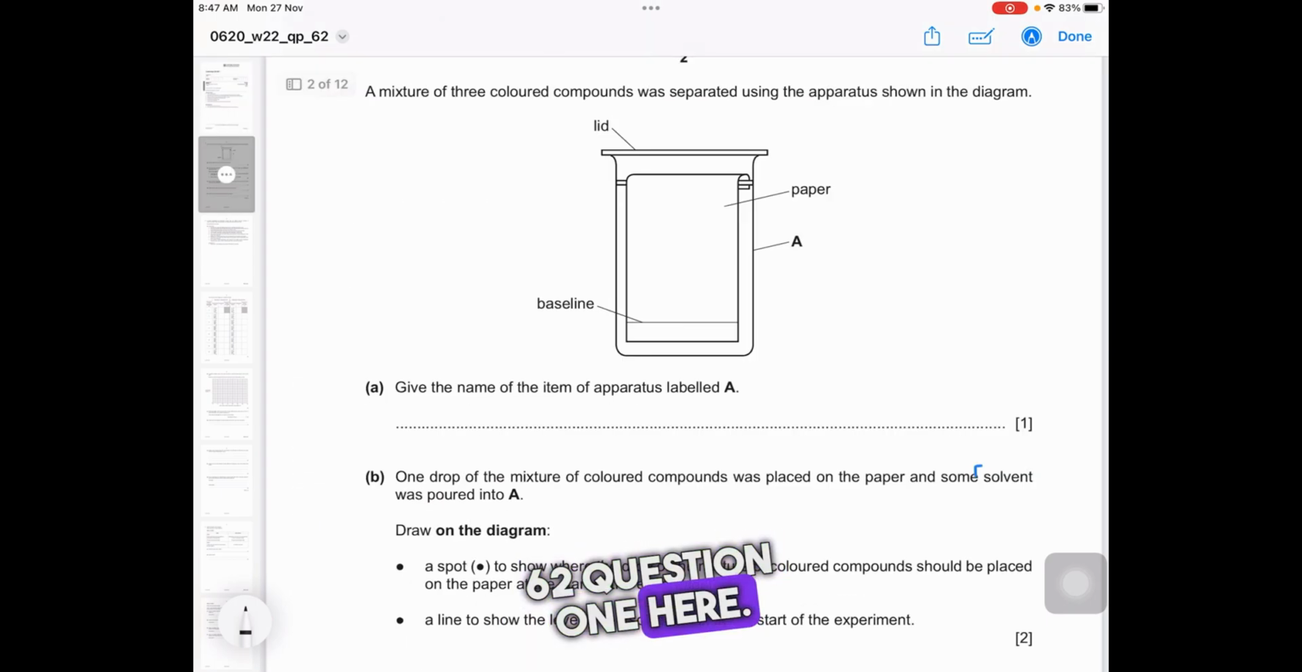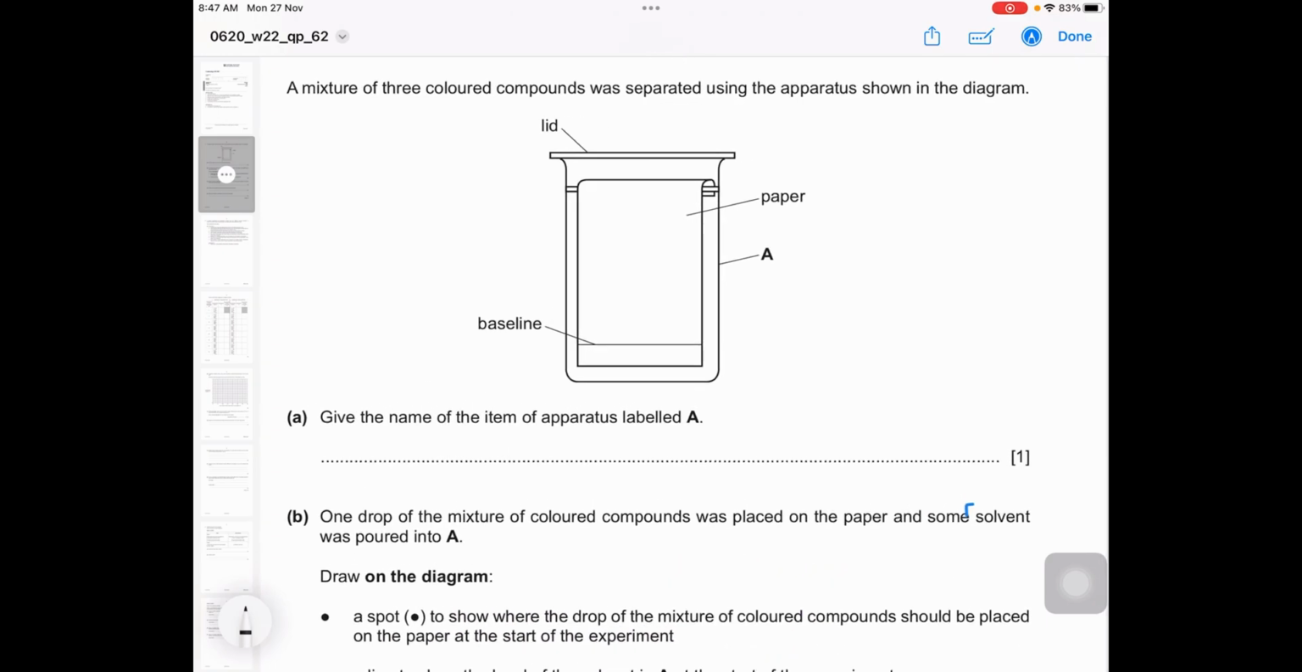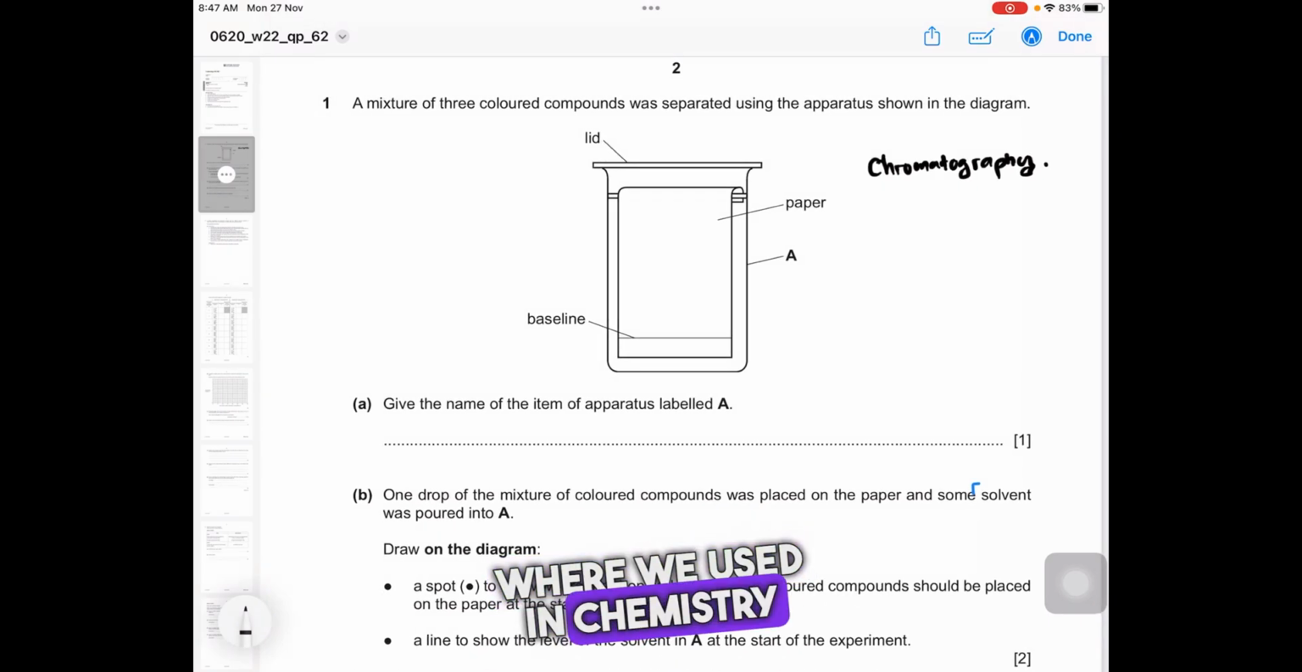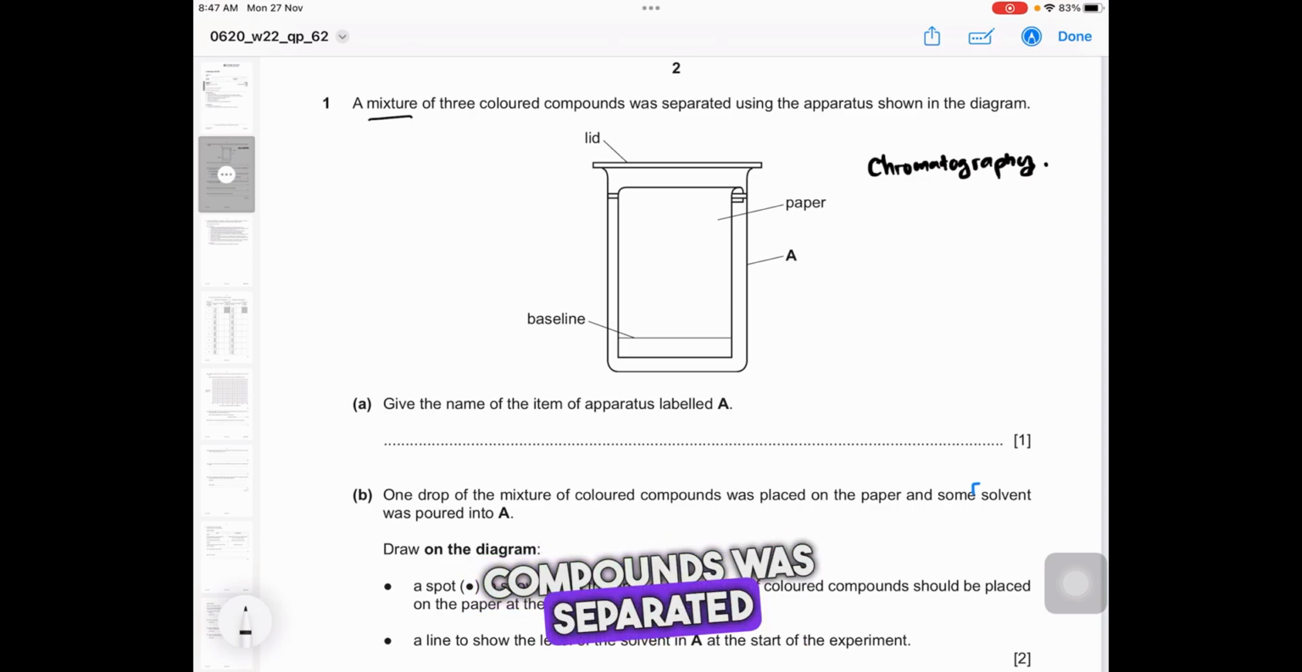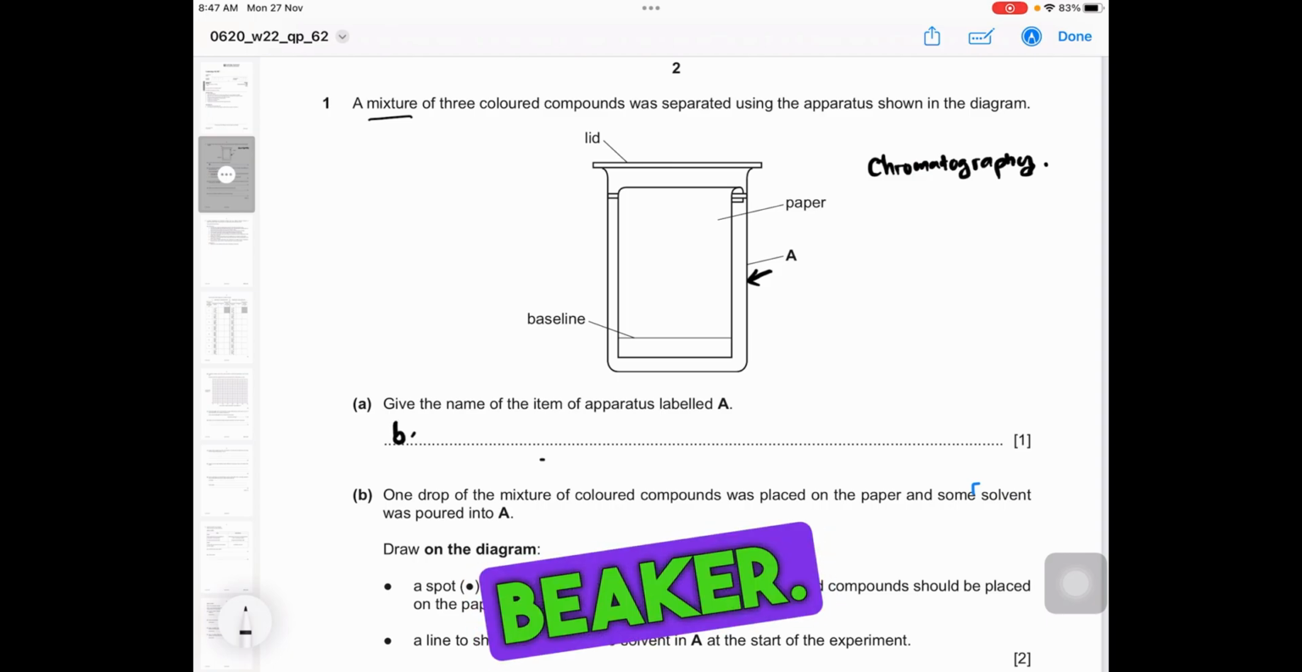Question 1 here is related to chromatography. Chromatography is a technique where we separate and analyze mixtures into their individual components. From question 1, a mixture of 3 colored compounds was separated using the apparatus shown in the diagram. Give the name of the item of apparatus labelled E. This is called a beaker.